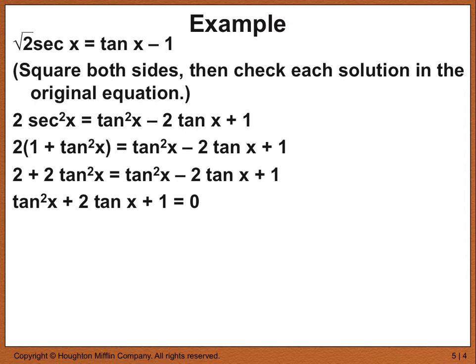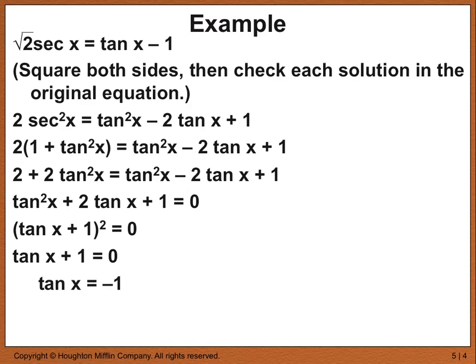Now, remember that when you have a quadratic equation with 0 on the right side, you try to factor. But notice that when you factor this, you end up with tan x plus 1 times tan x plus 1, and that's the same as tan x plus 1 squared. So we have tan x plus 1 squared equals 0. That, of course, is the same as tan x plus 1 equals 0. And that is the same as tan x equals negative 1.